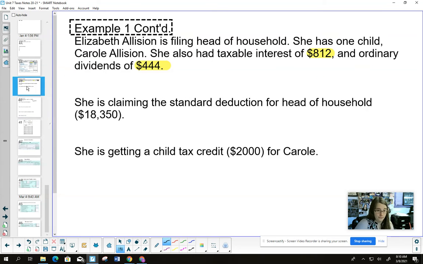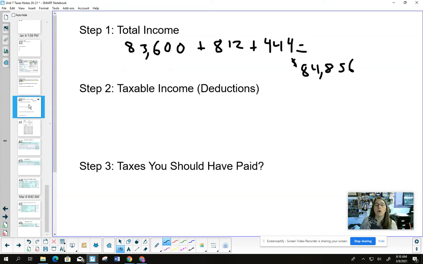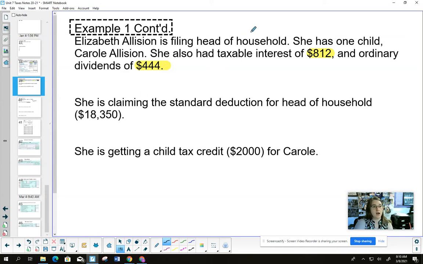But we know that this is not all that gets taxed, right? Because everybody has a deduction. So let's look back to our information again. It says she is filing head of household. So she's going to go ahead and just claim the standard deduction instead of itemized. Remember, you can only either itemize or claim the standard. So this is the standard deduction.